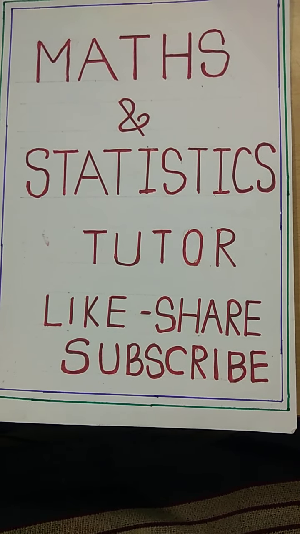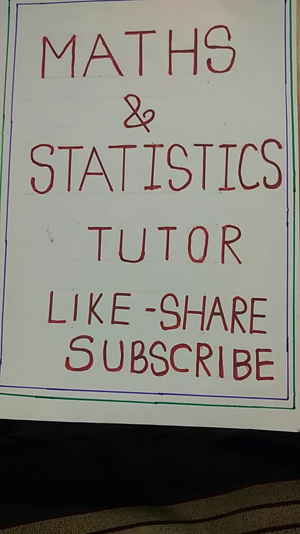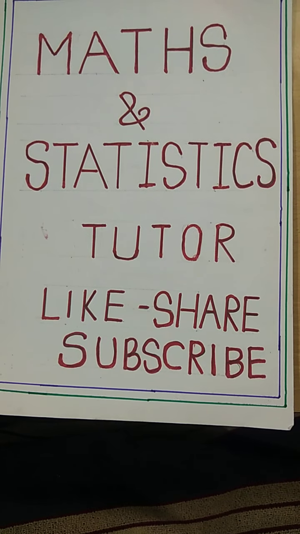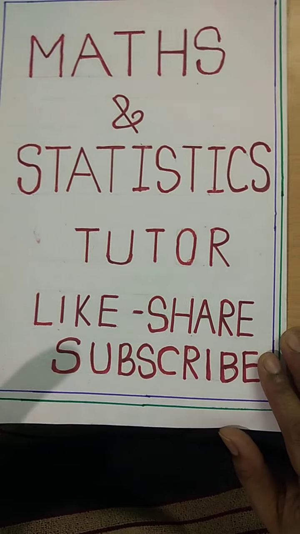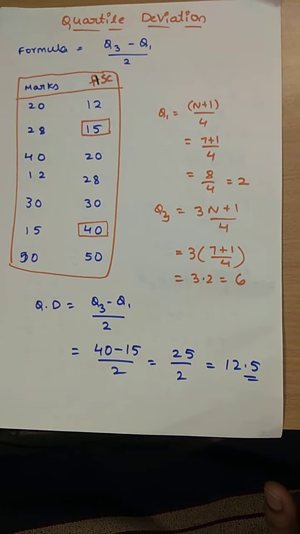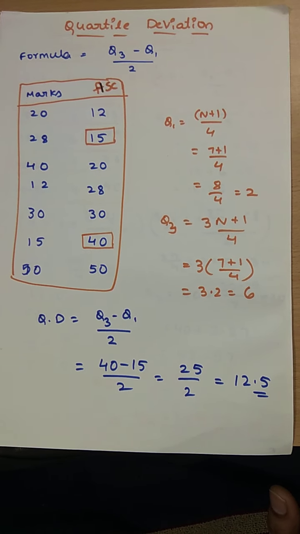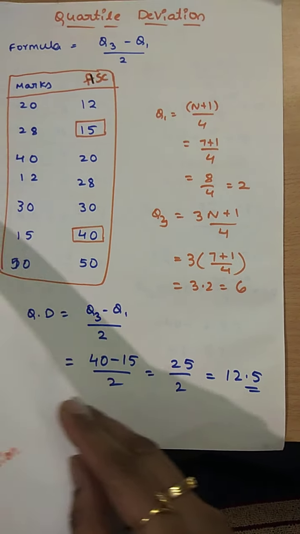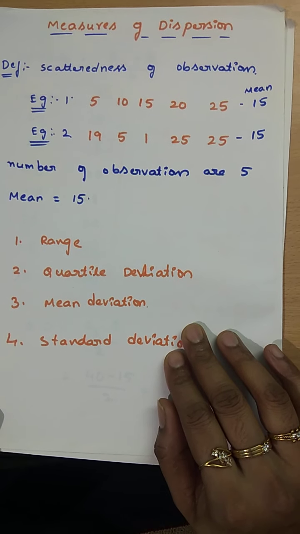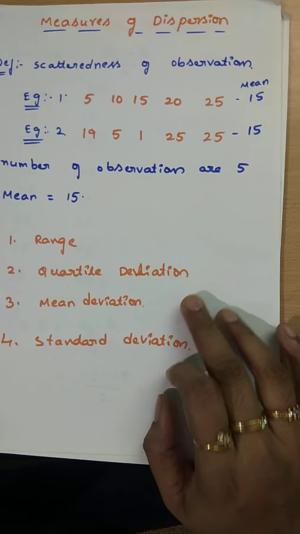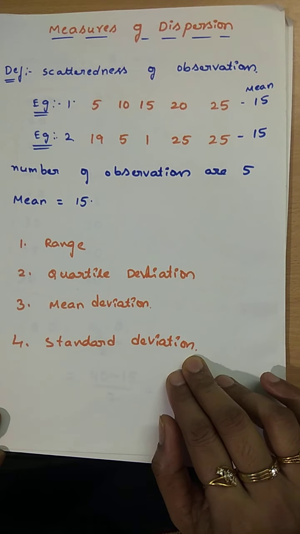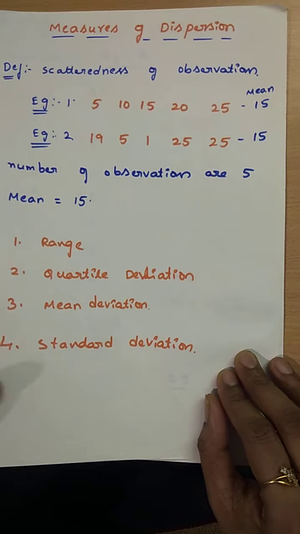In my previous video, I explained about measures of dispersion. I explained the definition of dispersion and then the types of measures of dispersion: range, quartile deviation, mean deviation, and standard deviation. By using these methods we can find the dispersion values.